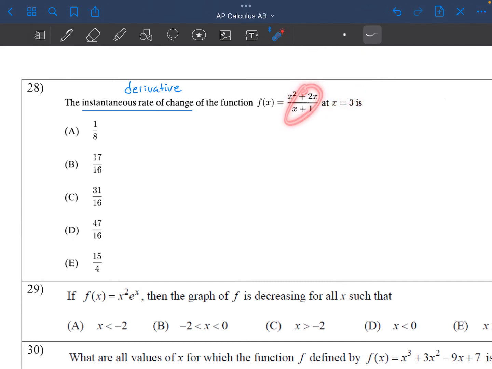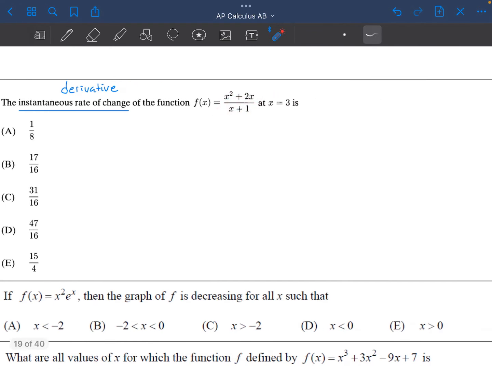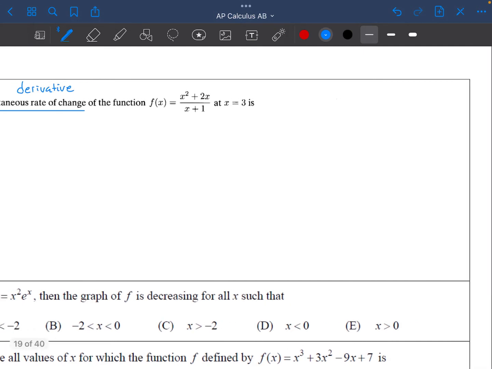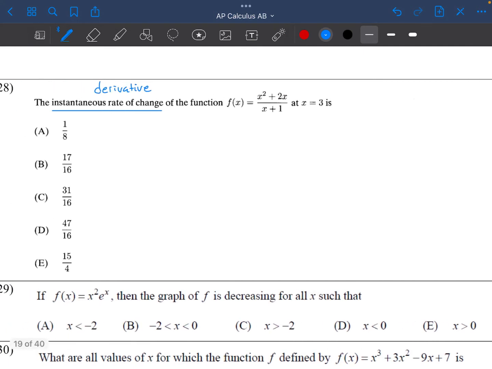And this thing is a fraction. We have no way of turning that into a non-fraction aside from maybe turning that into product rule, which is about as gross as quotient rule anyway. So I'm just going to use quotient rule. As a reminder for quotient rule, it is low d high minus high d low, all over low low, or low squared.